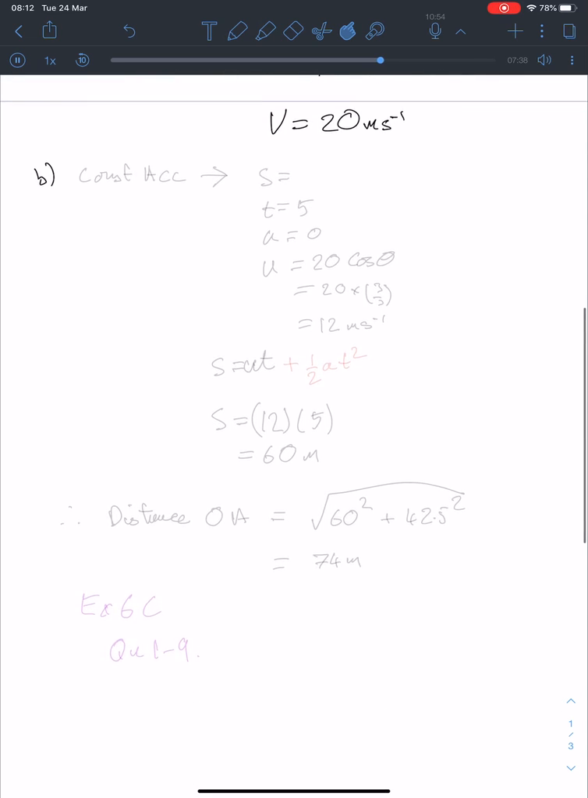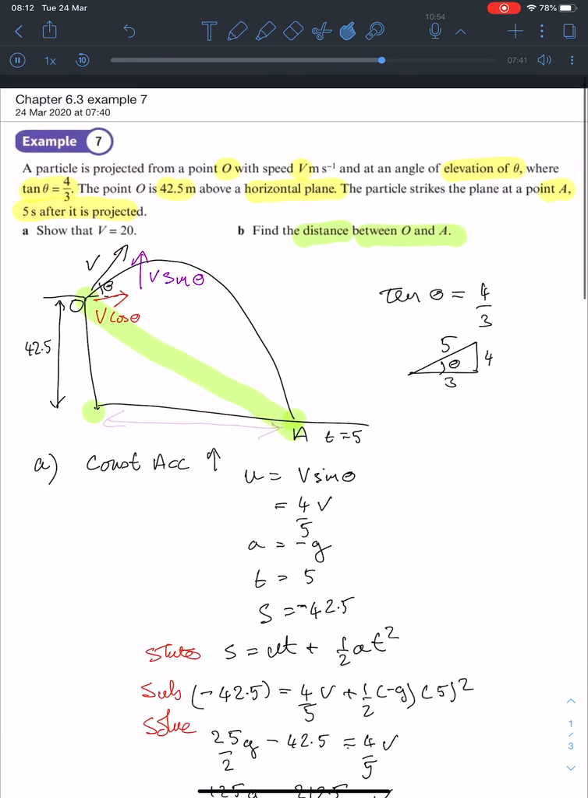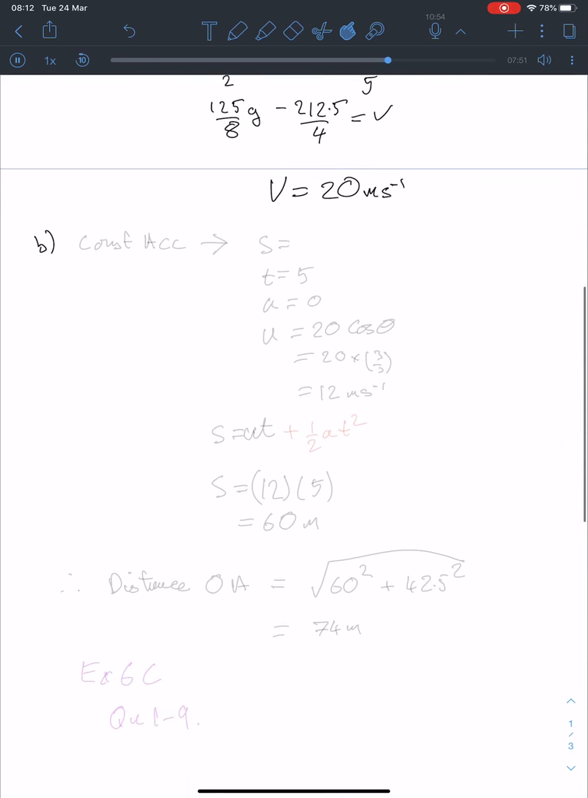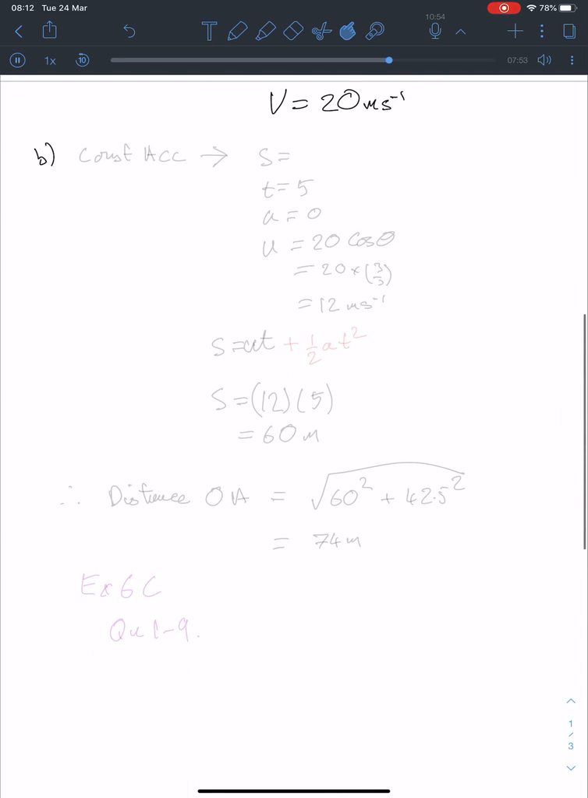Okay, but to work out the distance OA, the first thing we've got to do is work out the horizontal distance from the base of the cliff. So we need to first of all work out the distance from the base of the cliff to A, and then we're going to use Pythagoras. Okay, so first of all, part B, we need to work out the horizontal distance travelled, which we've already done.